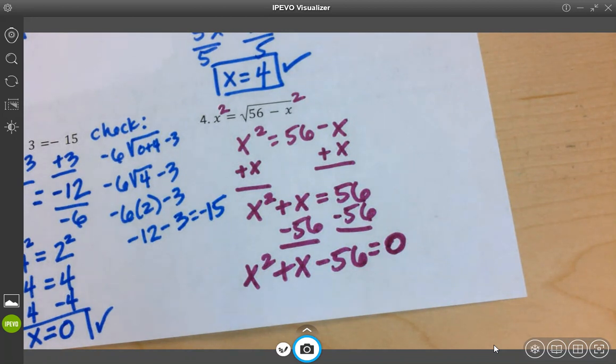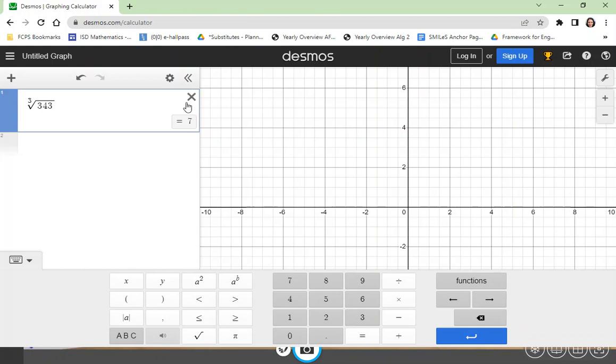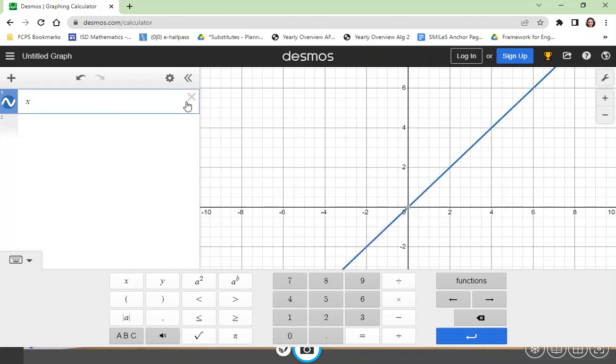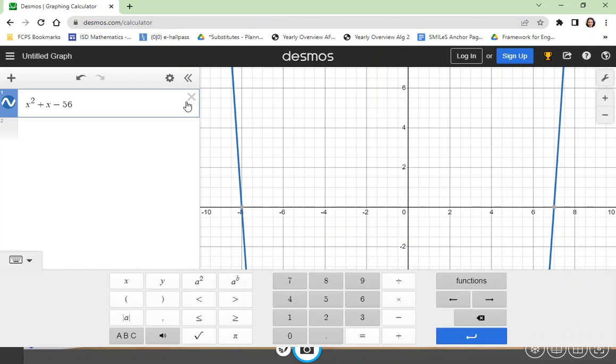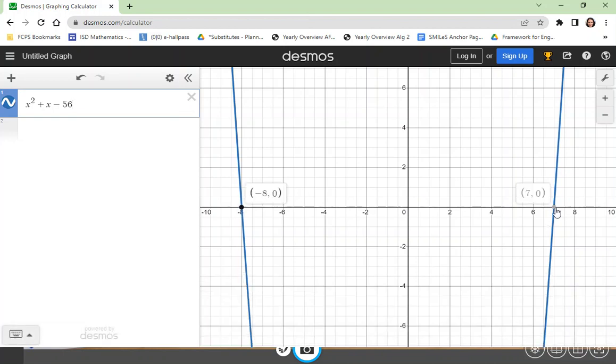Okay, that's not how I want you to do it, but I'm going to show you because it's good to have a lot of tools. Let me just show you the graphing one real quick. x squared plus x minus 56. All right, I want to know where that equals 0. Okay, so here's 0. Well, that equals 0 over here at -8 and over here at 7. So you can actually solve a quadratic very quickly by graphing it.